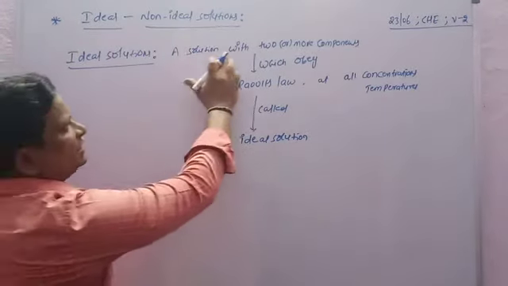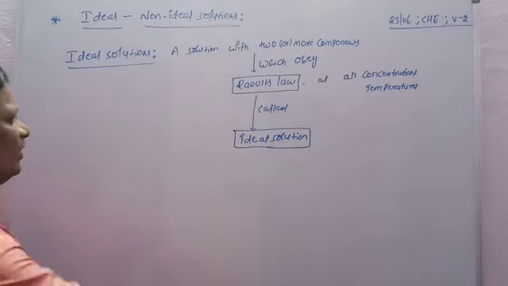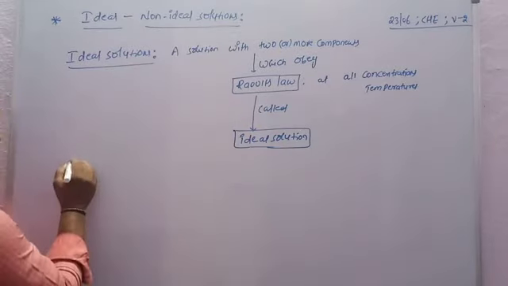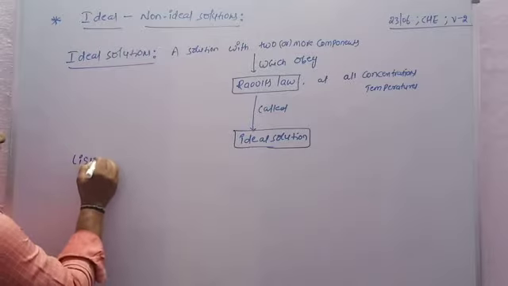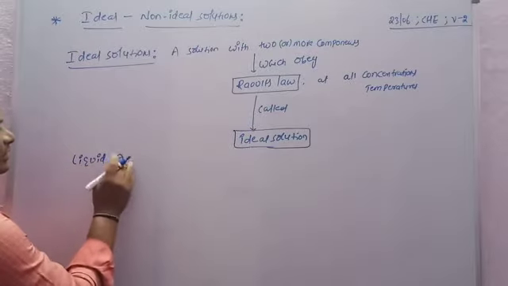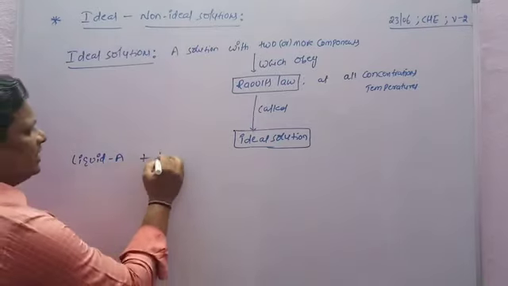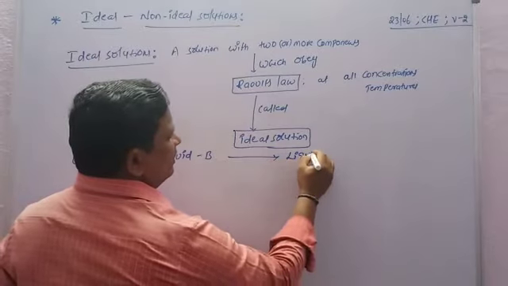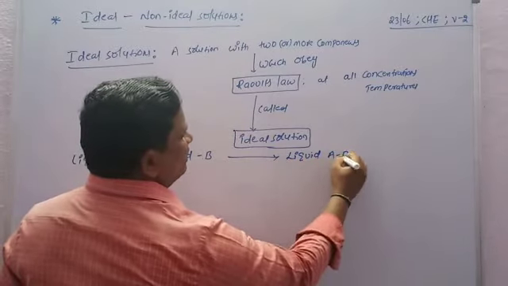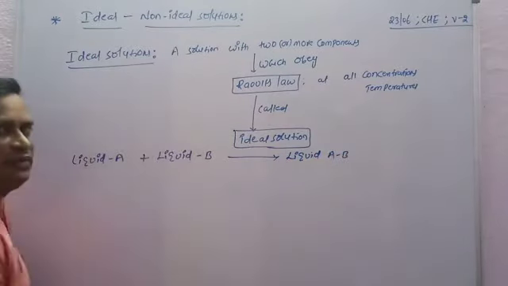Now it is explained with one suitable example. For example, let us consider liquid A. Simply, this liquid A is considered as the solvent. Liquid A combines with liquid B, and it gives liquid AB.